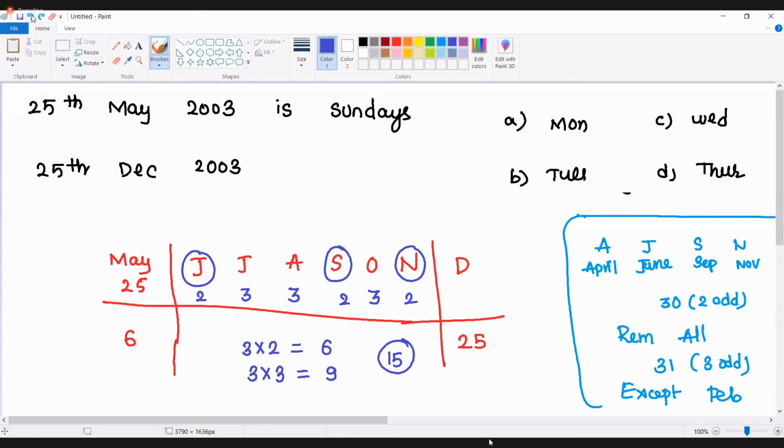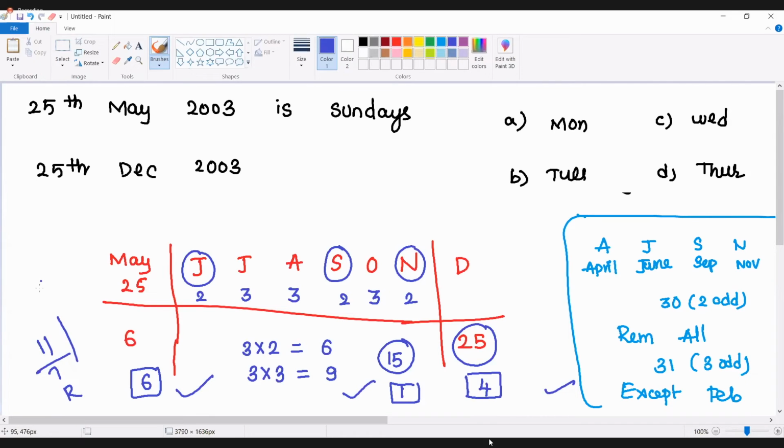15 is nothing but 1 odd day, because 15 by 7 leftover remainder is 1. What is 25? 25 by 7, leftover remainder is 4. The 6 days means the number of odd days is going to be 6. What is the total odd days? 6 plus 1 plus 4, total odd days are 11. 11 divided by 7, leftover remainder is 4.